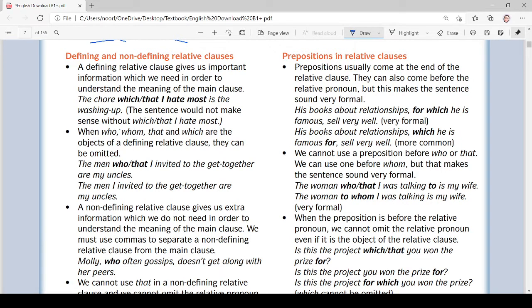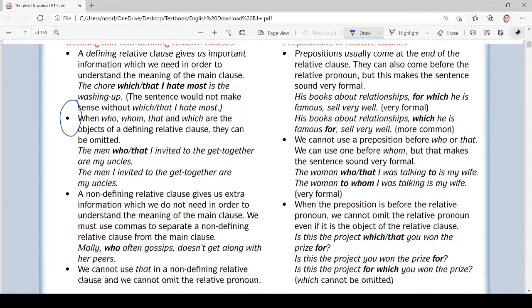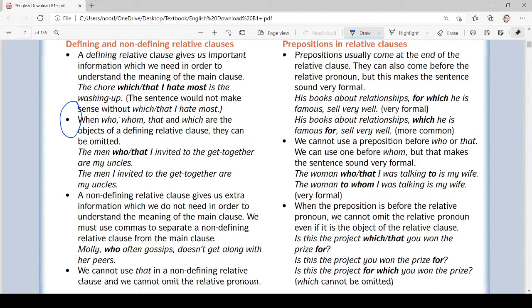Okay, so number 2 here. When who, whom, that and which are the objects of a defining relative clause, they can be omitted. Okay, the men who I invited to the get-together are my uncles. The men I invited to the get-together are my uncles. Okay, so kalau dalam defining clause ni, kita boleh buang je. Buang je who or that ni.